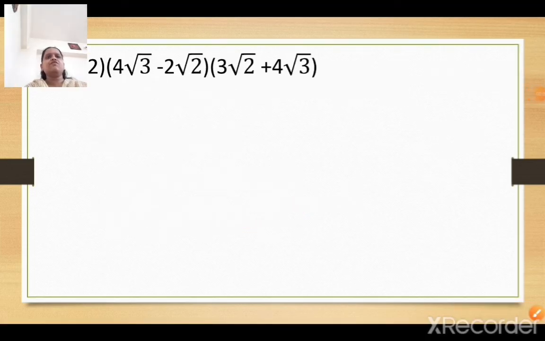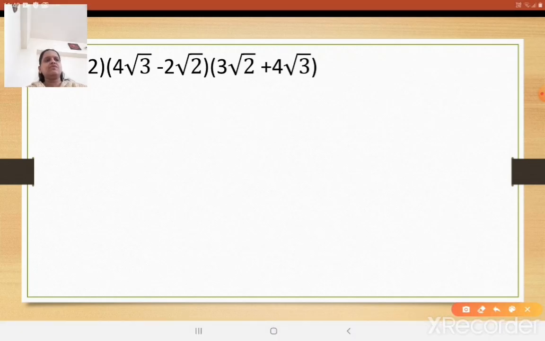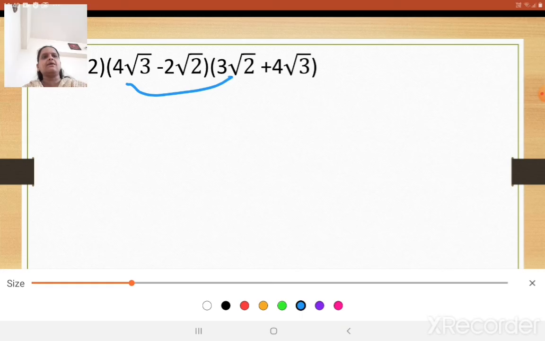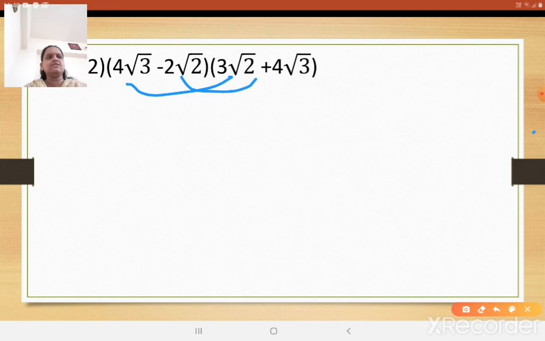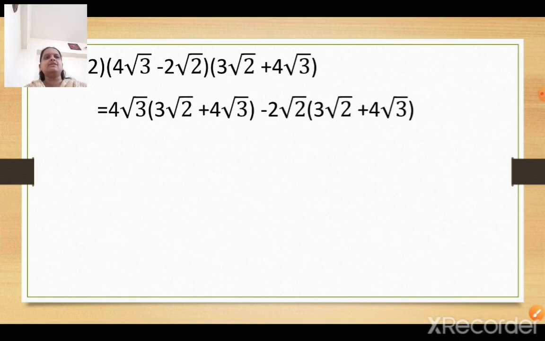Next sum: (4 root 3 minus 2 root 2) in the first bracket multiplied by (3 root 2 plus 4 root 3). You will apply the same method again, that is, first term multiplied by the second bracket and second term multiplied by the second bracket. So let us see what is the next step. Yes, 4 root 3 multiplied by (3 root 2 plus 4 root 3), bracket complete. Minus 2 root 2 multiplied by the bracket (3 root 2 plus 4 root 3). Correct?